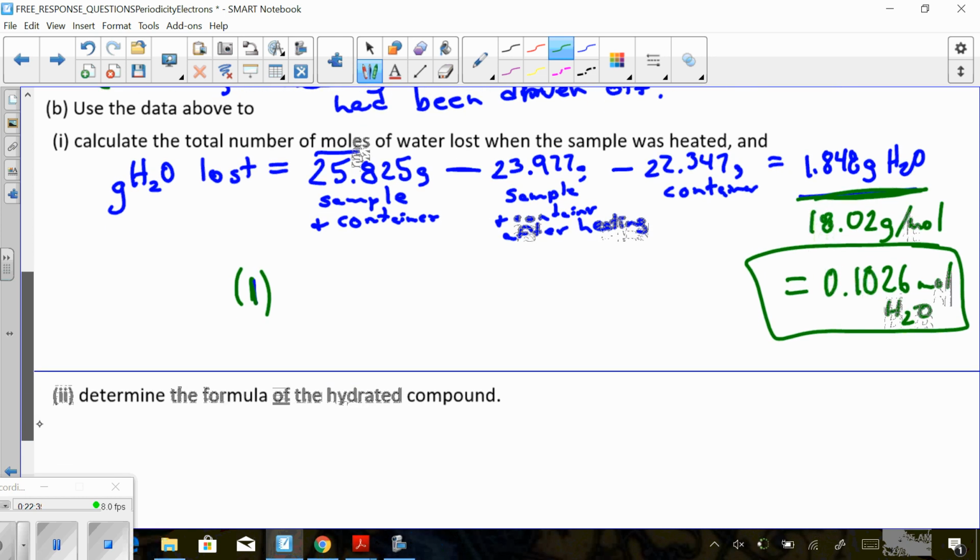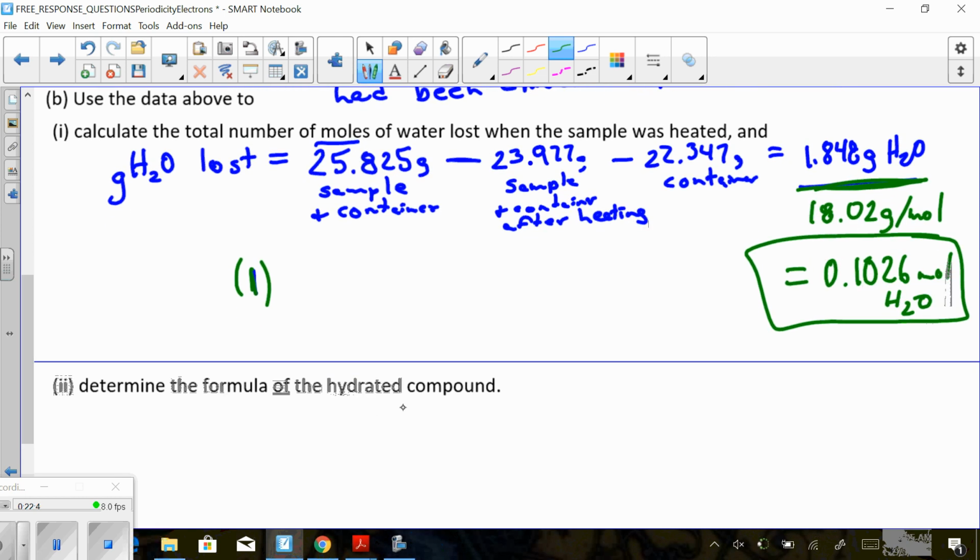So if we want to know the formula of the hydrated compound, we want to know essentially, if we have magnesium chloride dot waters of hydration, what's this number here. I don't know how many moles of water are associated. And so in order to know that, it's kind of like an empirical formula problem. We just need to figure out the mole ratio between these two. So we know the moles of water.